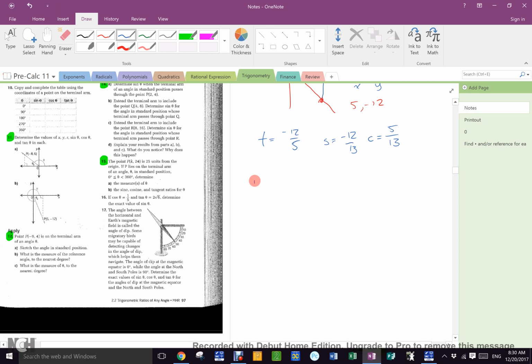Okay. 12 looks like this. Negative 9, 4. Where is negative 9, 4? Second quadrant. Negative 9, up 4. There's the line. Everybody agree? What's this part?